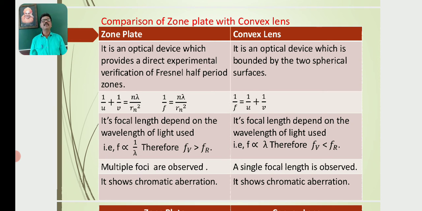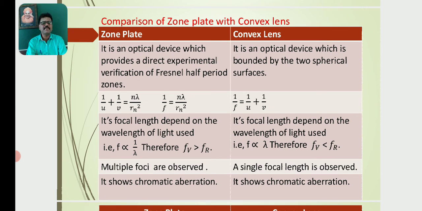But in case of a convex lens, 1 by f is equal to 1 by u plus 1 by v, where u is the object distance, v is the image distance, lambda is the wavelength of light used, and f is the focal length. The focal length of the zone plate depends on the wavelength of light used, so f is inversely proportional to lambda. Therefore fv is greater than fr. So the focal length for violet is greater when compared to red.